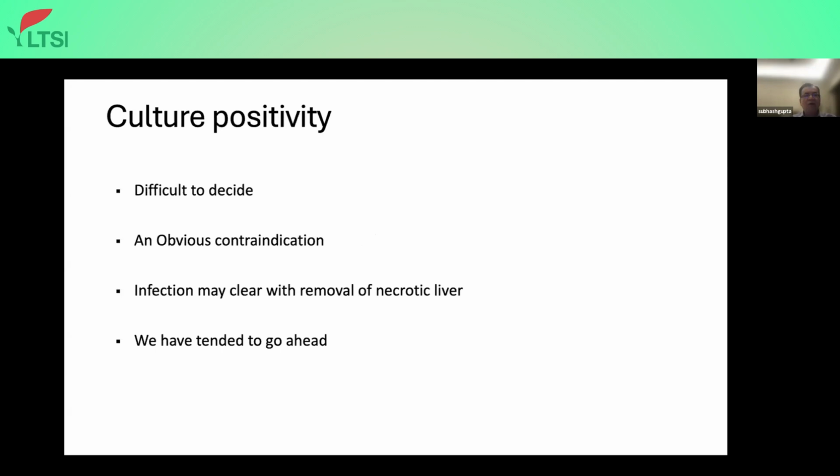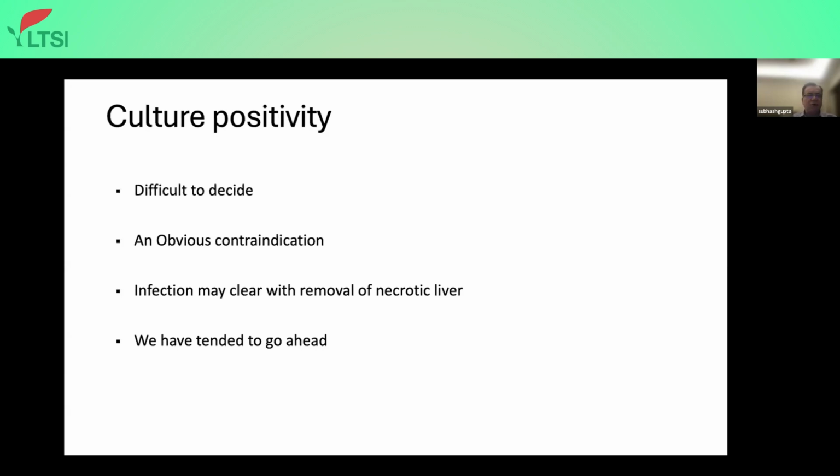Now, this is a more difficult one, which is culture positivity. Obviously, for many years, it's been thought that if the person is culture positive, then they should not be taken up for surgery. Now, what you also have to remember is that the liver is necrotic, and infection may clear better after removal of the native liver.